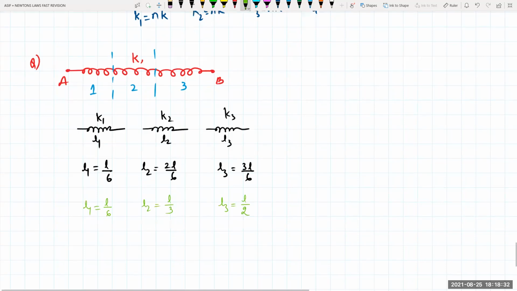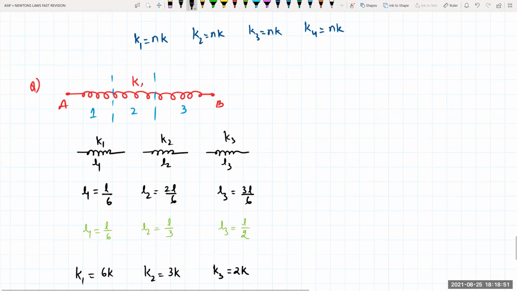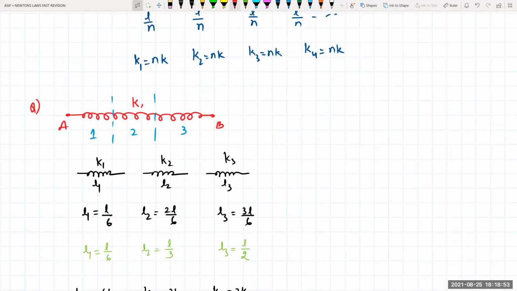Clear? Yes, sir. So now what are the values of K1, K2, and K3? K1 is equal to 6 times of K. K2 will become 3K. Very good. K3 will be equal to 2K. Okay. If they are connected in series, now tell me what will be the effective?